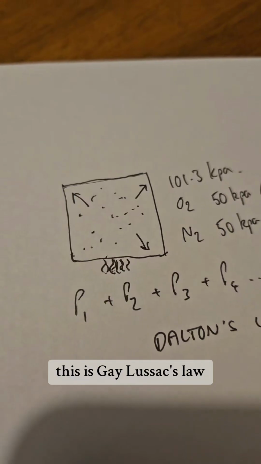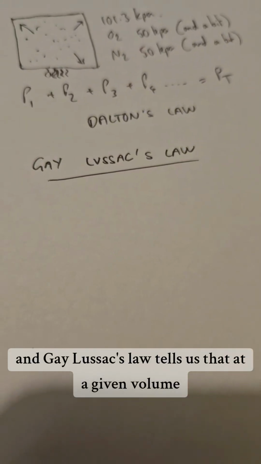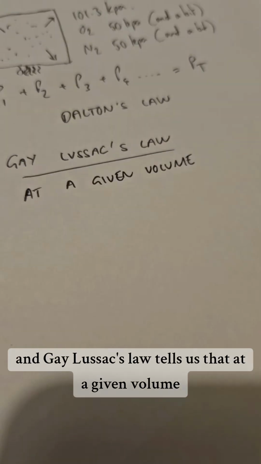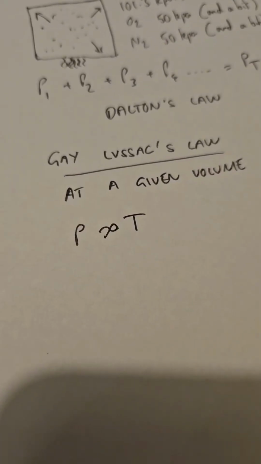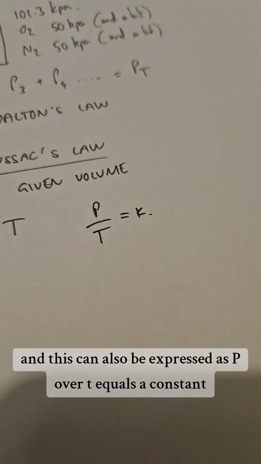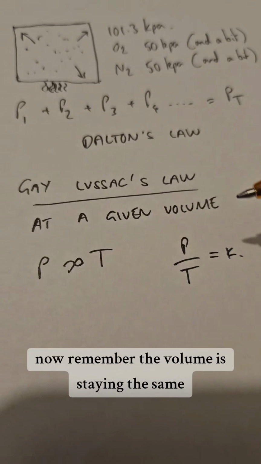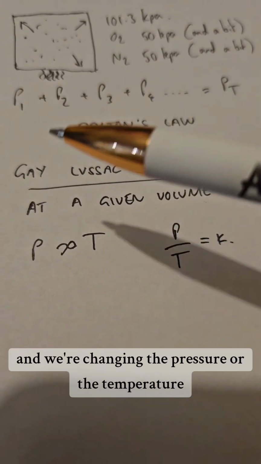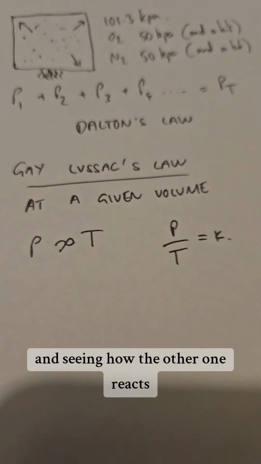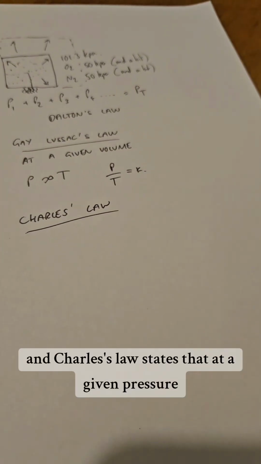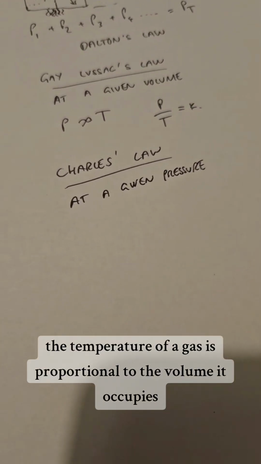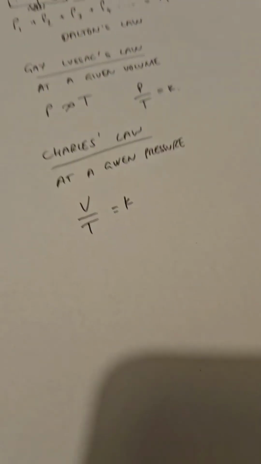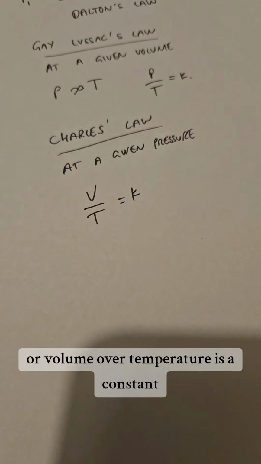This is Gay-Lussac's law. And Gay-Lussac's law tells us that at a given volume, the pressure of a gas is proportional to its temperature. And this can also be expressed as P over T equals a constant. Now remember, the volume is staying the same, and we're changing the pressure or the temperature and seeing how the other one reacts. And Charles's law states that at a given pressure, the temperature of a gas is proportional to the volume it occupies, or volume over temperature is a constant.